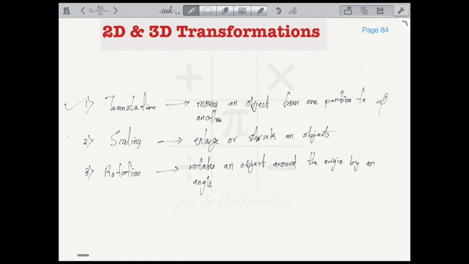The second is scaling. Scaling can enlarge or shrink or reduce an object. And the last is rotation. So rotation rotates an object around the origin by an angle theta.